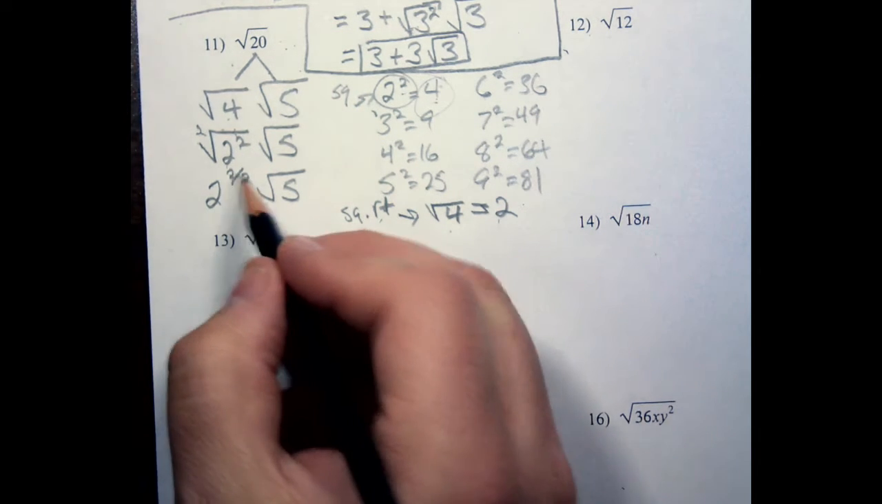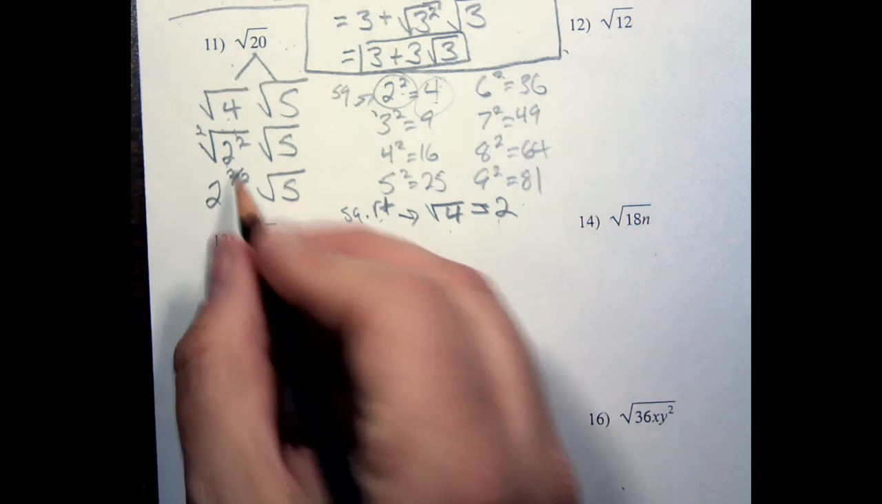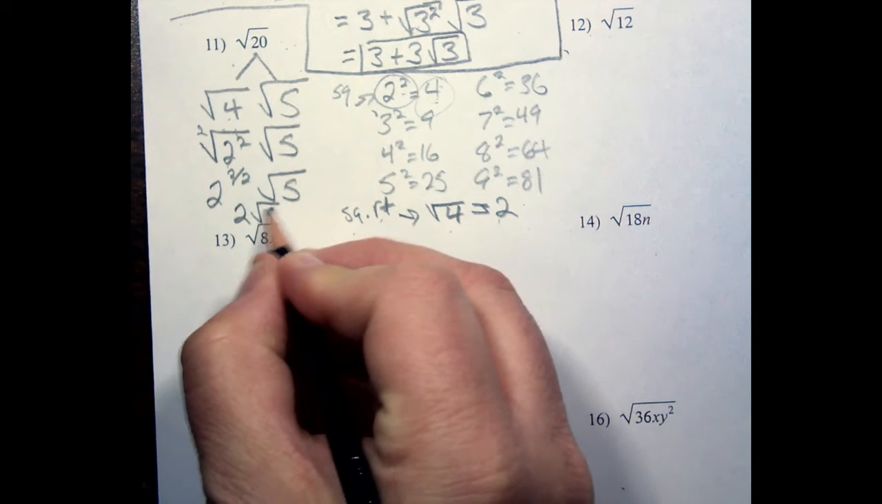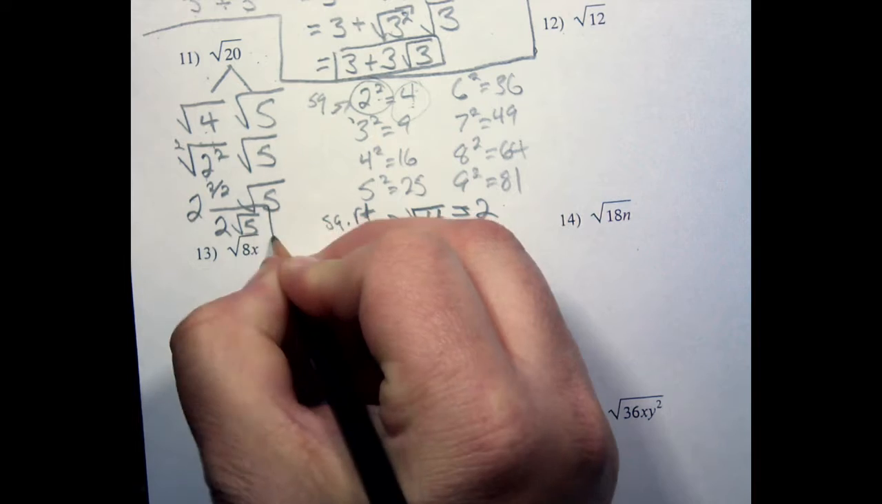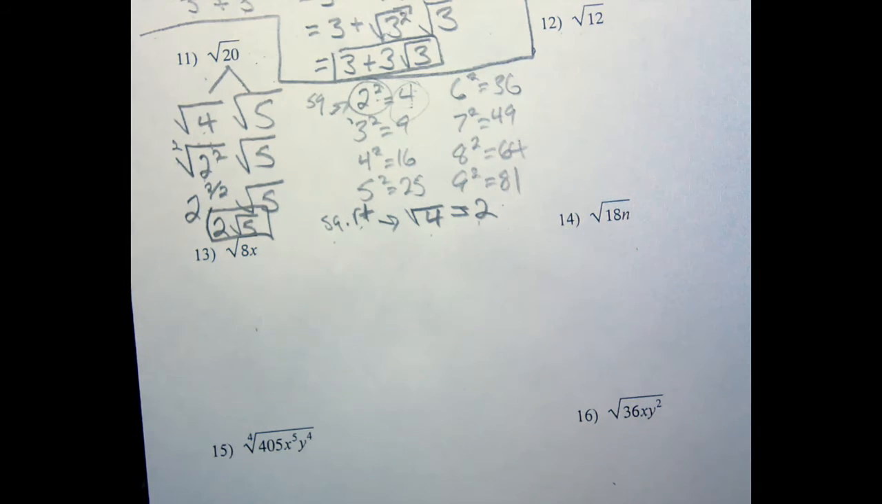Now, what is 2 over 2? 1. 2 to the first power is just 2 square root of 5. Okay? So this is our answer. Any questions?